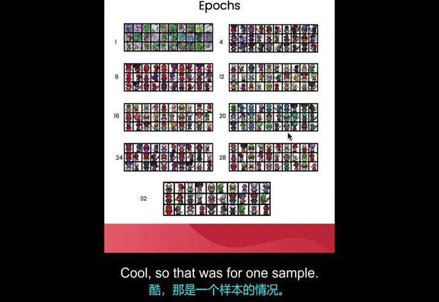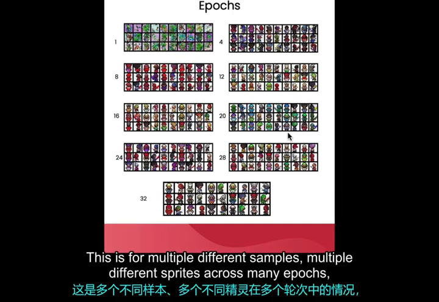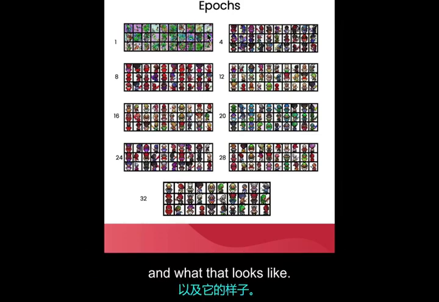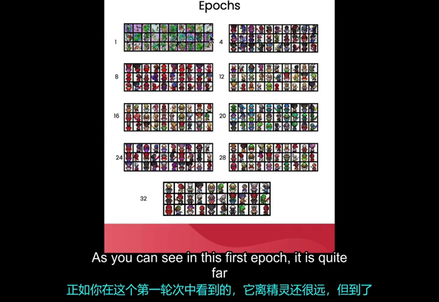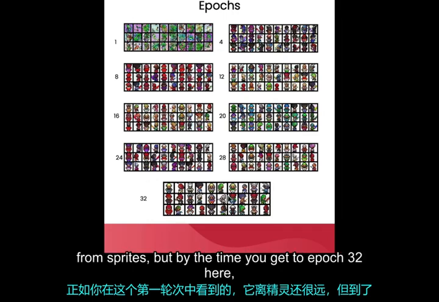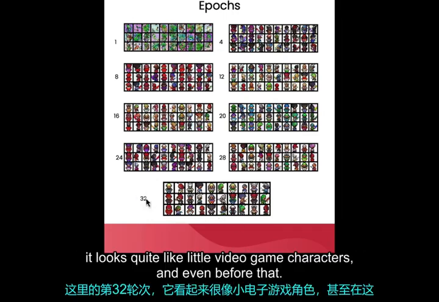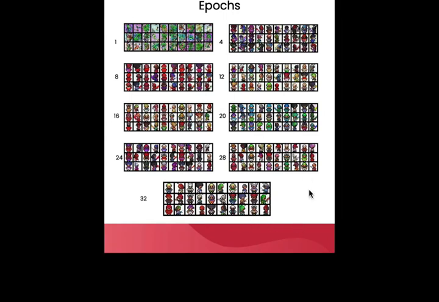Cool, so that was for one sample. This is for multiple different samples, multiple different sprites across many epochs and what that looks like. As you can see in this first epoch, it is quite far from sprites, but by the time you get to epoch 32 here, it looks quite like little video game characters, and even before that.